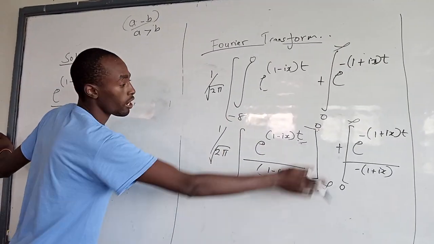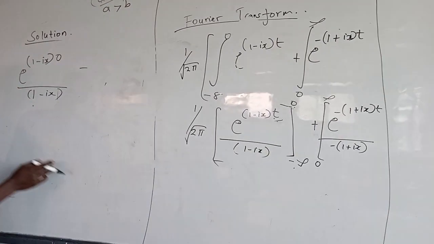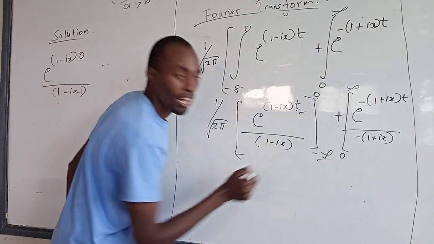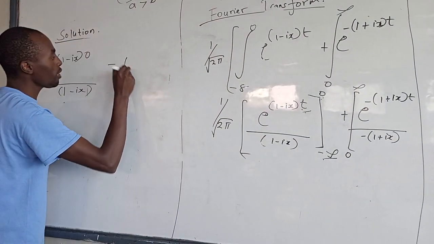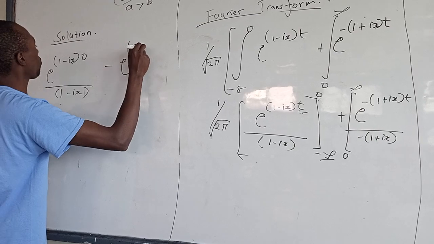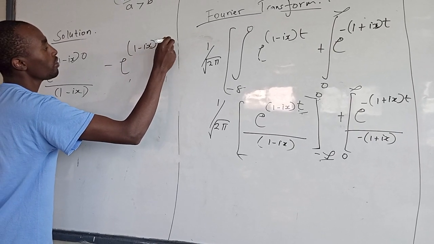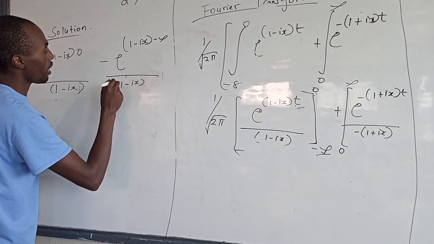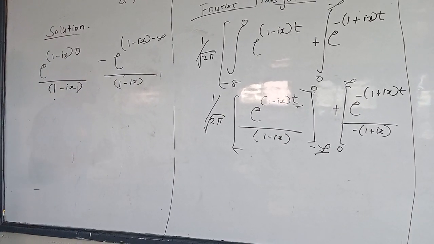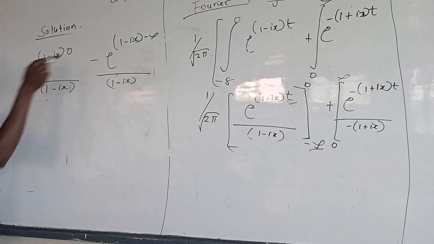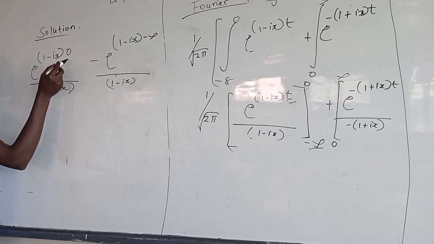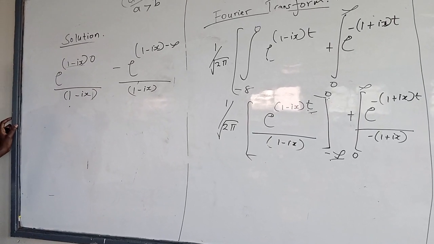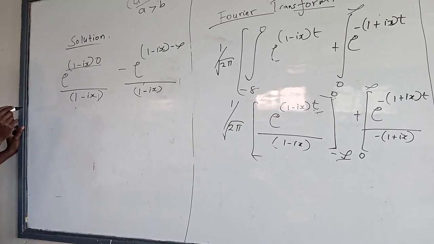The same area. Are we together? Yes. So the smaller one is negative infinity. Do the same: e to the 1 minus ix, negative infinity, all over 1 minus ix. Are we together up to there? When you multiply any number by 0, it becomes 0.